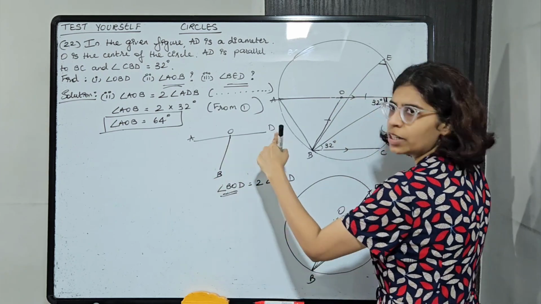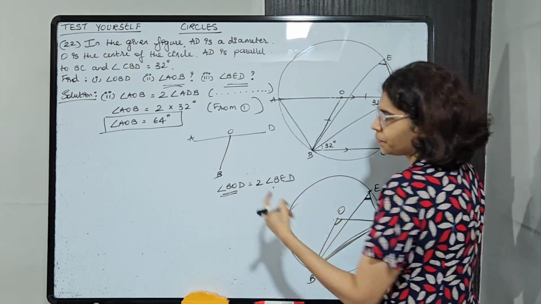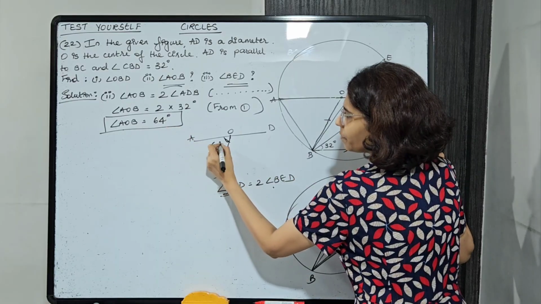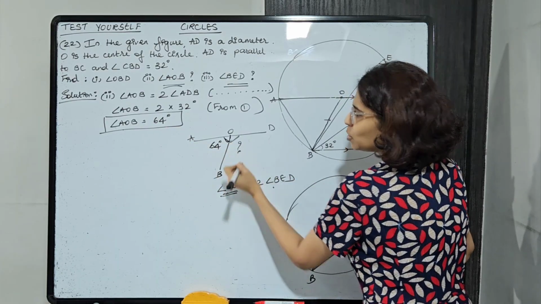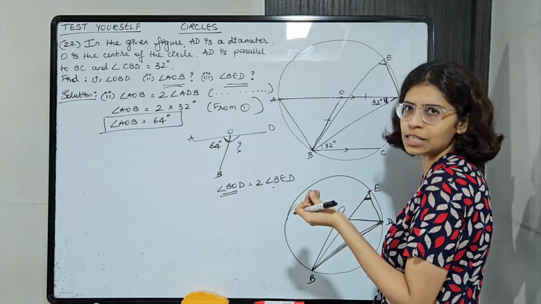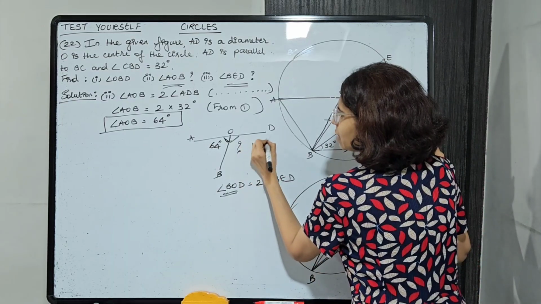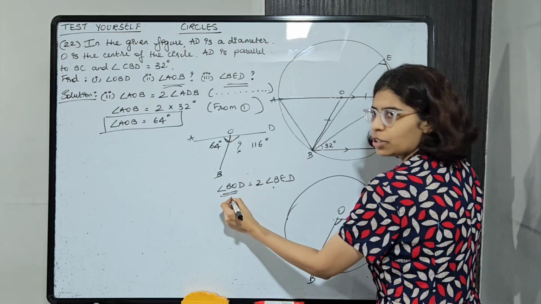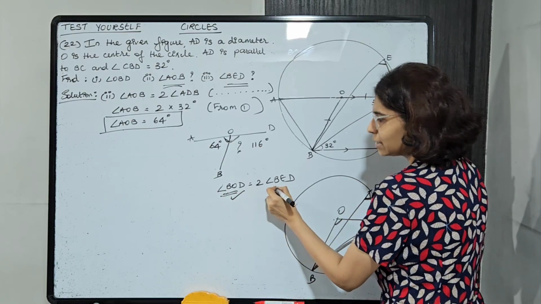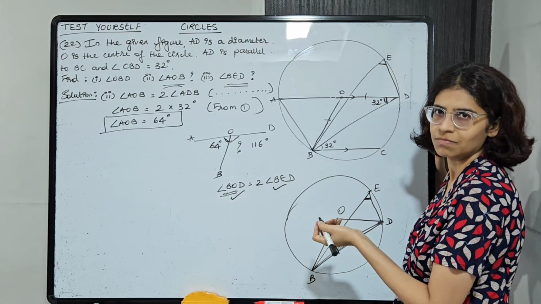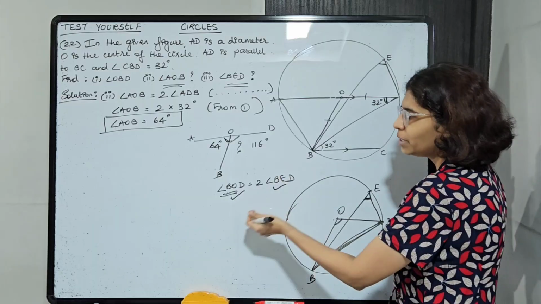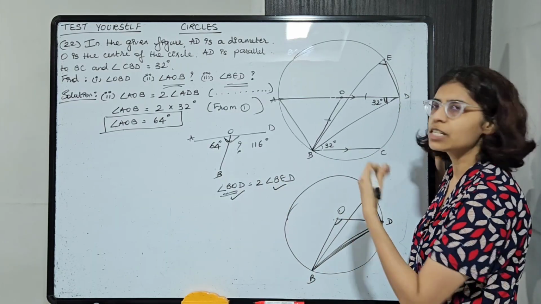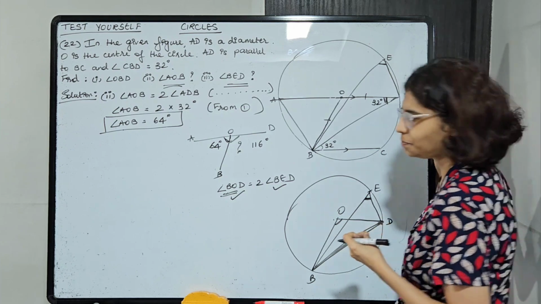AOB and BOD are forming a linear pair. The value of AOB I just found out was 64. So I can easily get BOD. It will be 180 minus 64, that is going to be 116. We got BOD. Put the value here, and you will get angle BED as well. So it is going to be half of 116, that is 58 degrees. Let us solve with proper steps now.